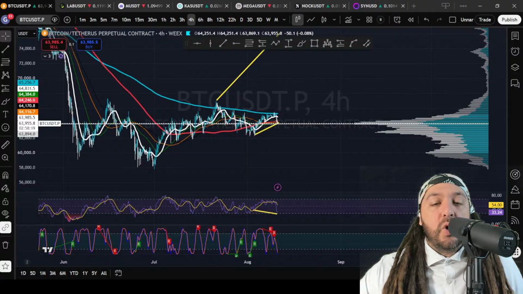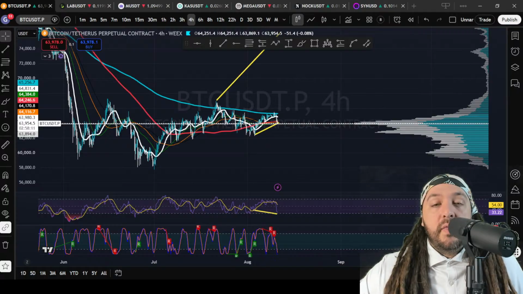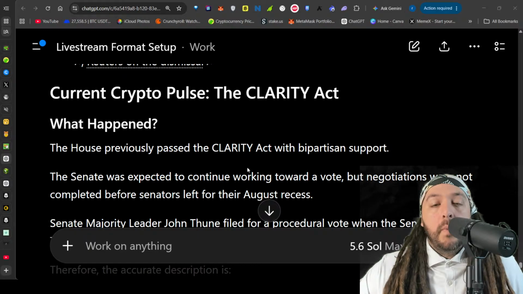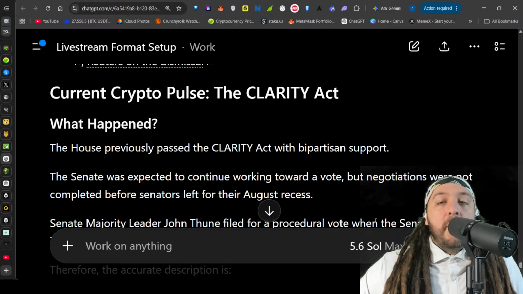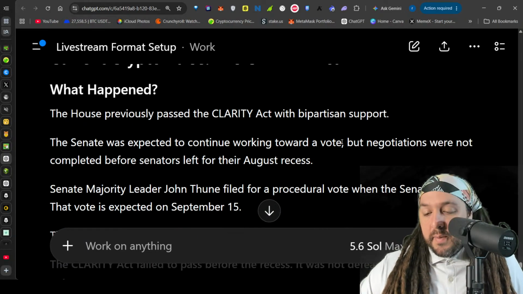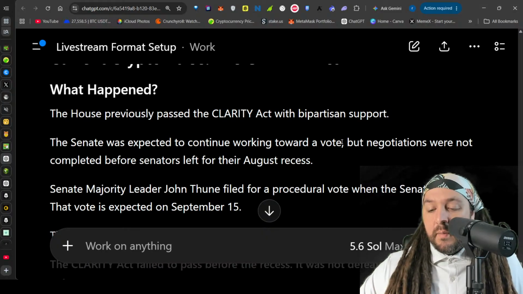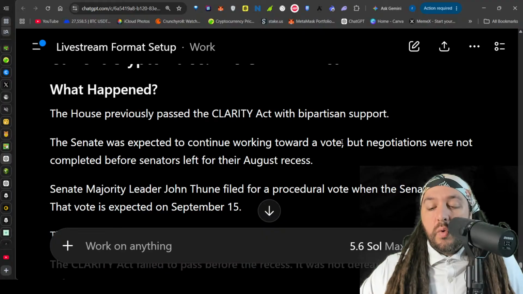Let's talk about the Clarity Act real quick before we go over into the crypto bubbles. Hopefully, gonna click the right thing. All right, there we go. So let's talk about the Clarity Act, right? What happened? Because they're saying a lot of things here, and we don't really know what exactly is true or not true.